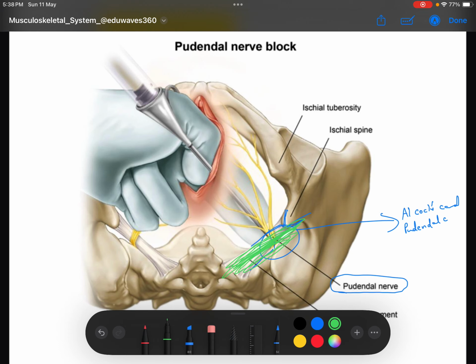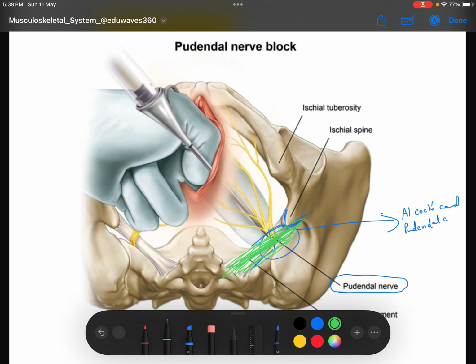Okay, the procedure is that we have to perform this transvaginally and we have to use the ischial spine as a bony landmark. Okay, and we have to insert towards the sacrospinous ligament. We have to insert the needle where the pudendal nerve lies. The mnemonic is: the pudendal nerve runs just posterior to the spine, so aim for the spine to numb the line. Okay, this is the mnemonic.